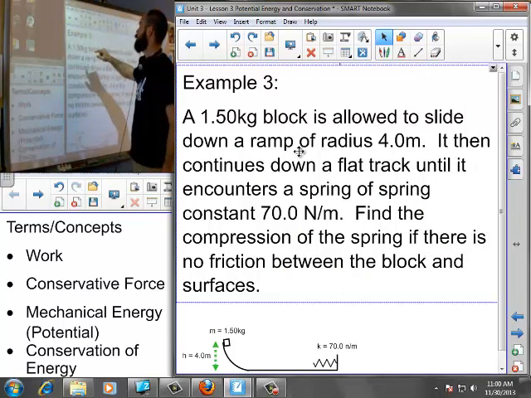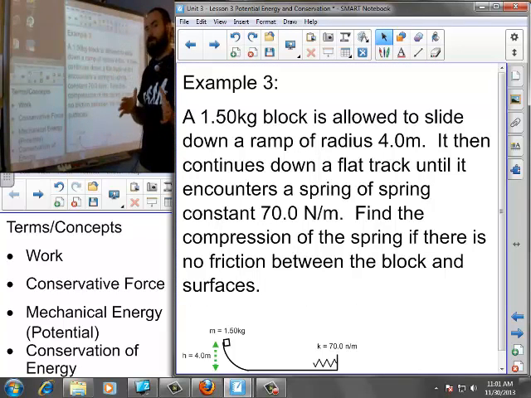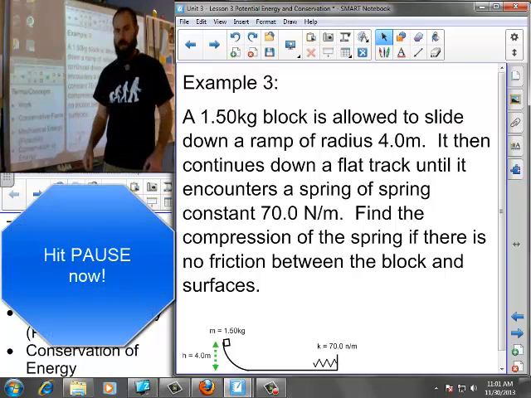This final problem looks into the conservation of energy and is a good example of us skipping intermediary steps. So please take a moment, read this problem over, pause the video, give it a shot.